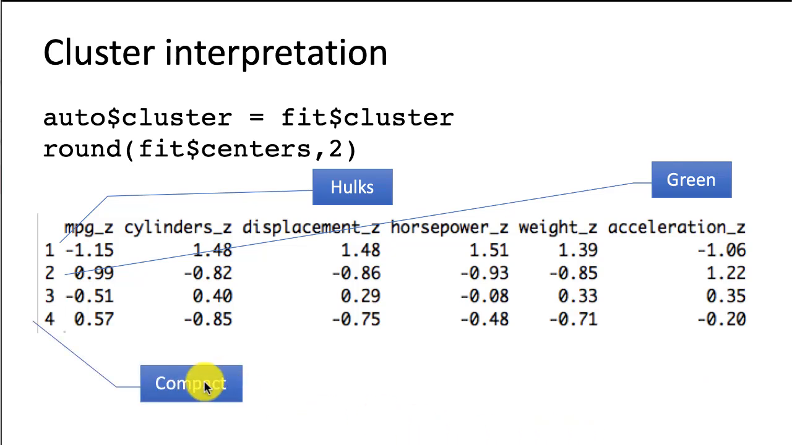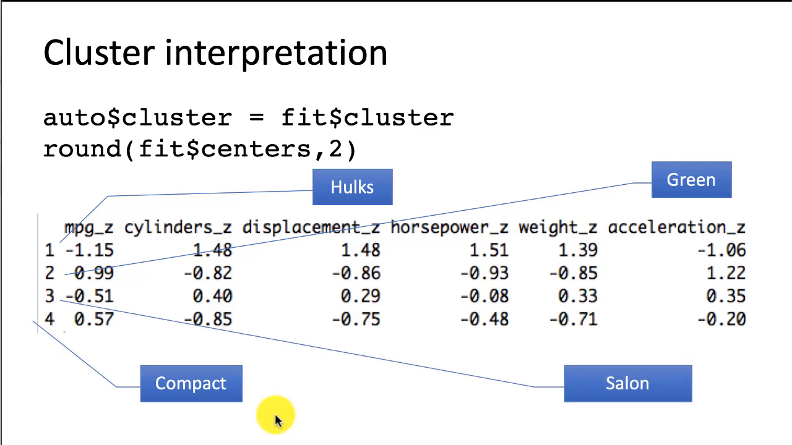This is the third cluster. These again have somewhat lower miles per gallon, and so on. Oh, this was the fourth one. I called this the compact, and I called the third one the salon car. Somewhat big cars, but not hulks like the first cluster. Low fuel efficiency and so on.